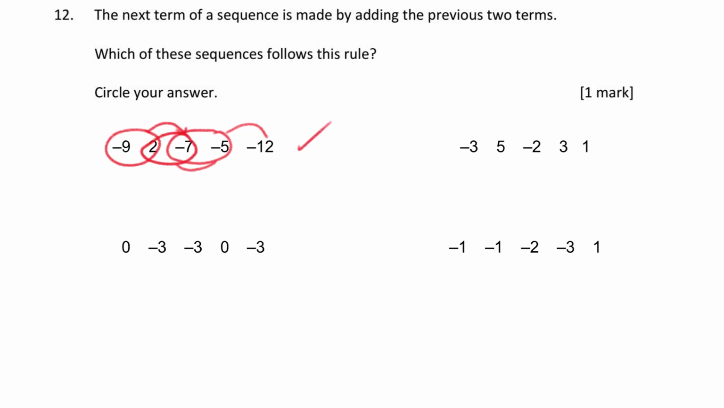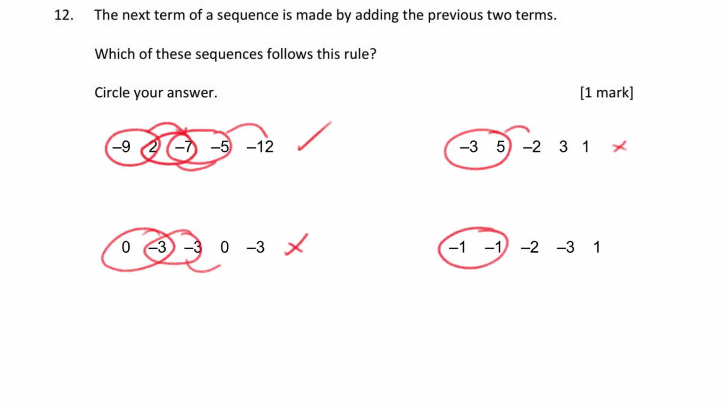That one is. If I add minus 3 and 5, do I get 2? Yes, minus 2. Yes, no, I don't. I get positive 2, so that one isn't. If I add 0 and negative 3, what do I get? I get negative 3. If I add negative 3 and negative 3, what do I get? I get minus 6, not 0, so that isn't one.